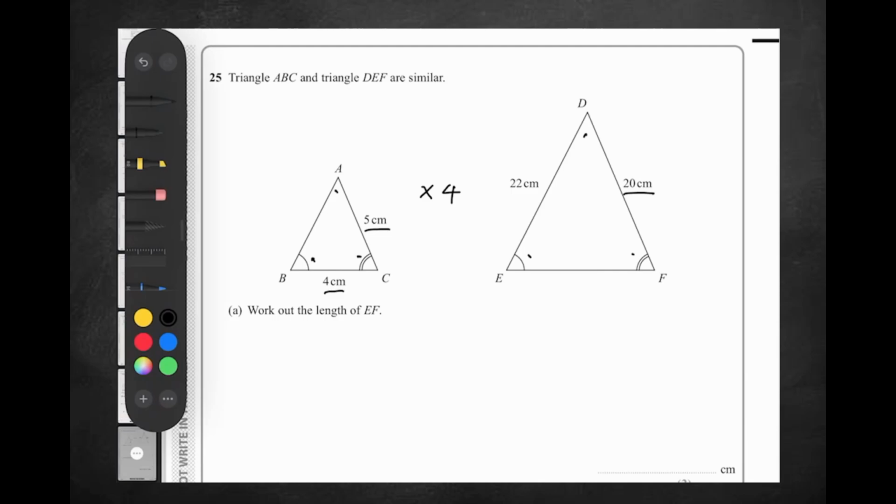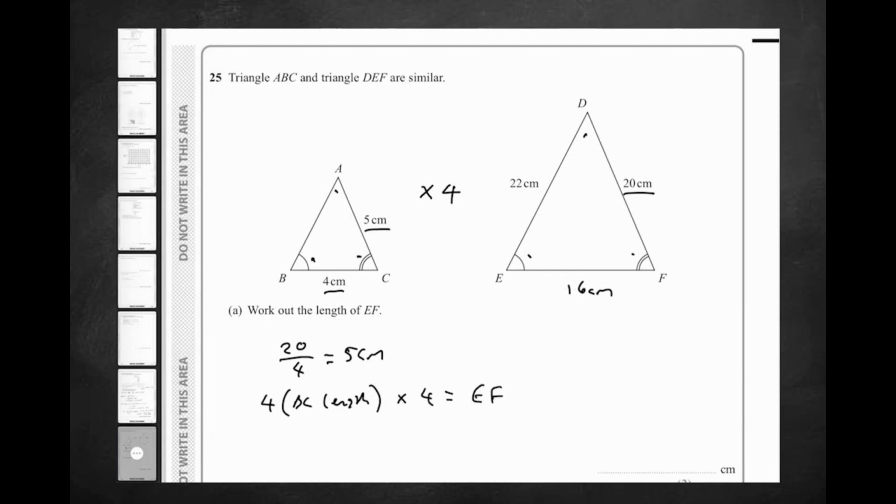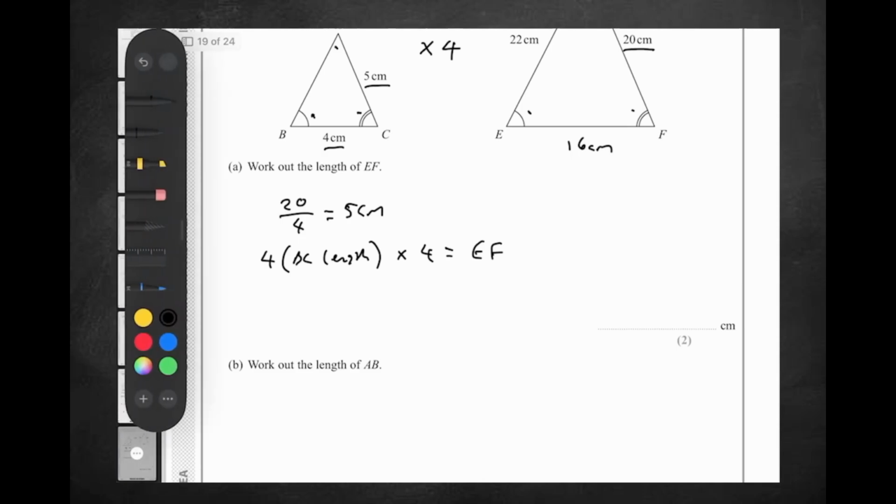So we know that AC is 5 and DF is 20, so we can say that the triangle on the left multiplied by 4 in size, scale factor 4, becomes a triangle on the right. Therefore, the 4 on the bottom here, multiplied by 4, is going to be 16. So I'll just write this out. 20 over 4 equals 5 centimeters. And then BC length 4 multiplied by 4 equals EF, which is 16 centimeters.